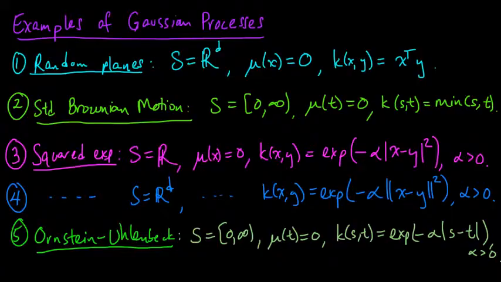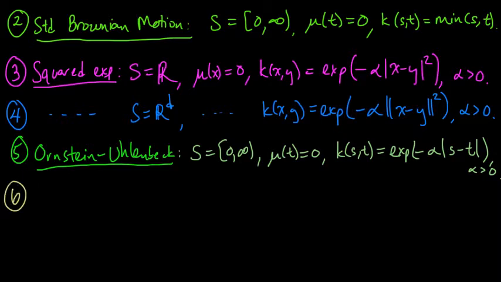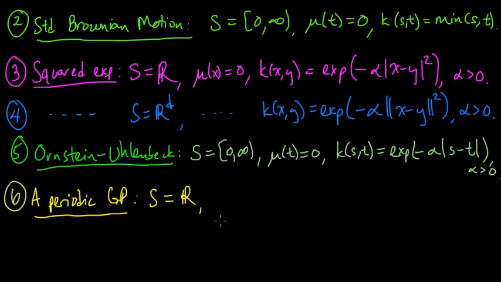Okay, that's Ornstein-Uhlenbeck. And now we get to some really fun examples. These are cool. These show you the very broad applicability and flexibility of this approach. So here's a periodic Gaussian process. That's periodic, not aperiodic. It's a Gaussian process that is periodic. We take s to be the real numbers. Our mean function, as before, is 0 everywhere. And now our covariance function is going to be the following.